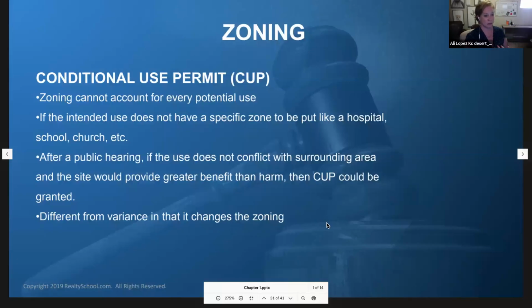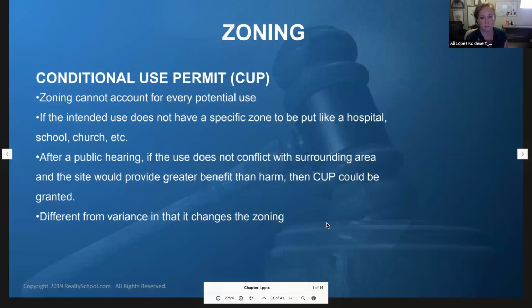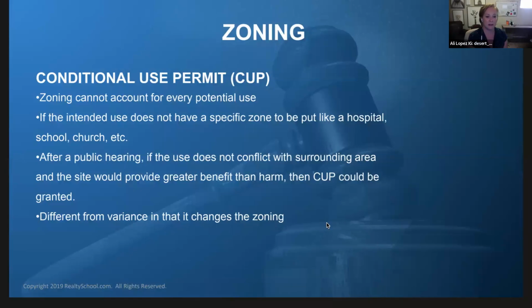Okay, a conditional use permit. So zoning can't account for every potential use. If the intended use does not have a specific zone to be put, like a hospital, school, church, etc., and after a public hearing, if the use does not conflict with the surrounding area and the site would provide greater benefit than harm, then the conditional use permit could be granted. It's different from a variance in that it changes the zoning.